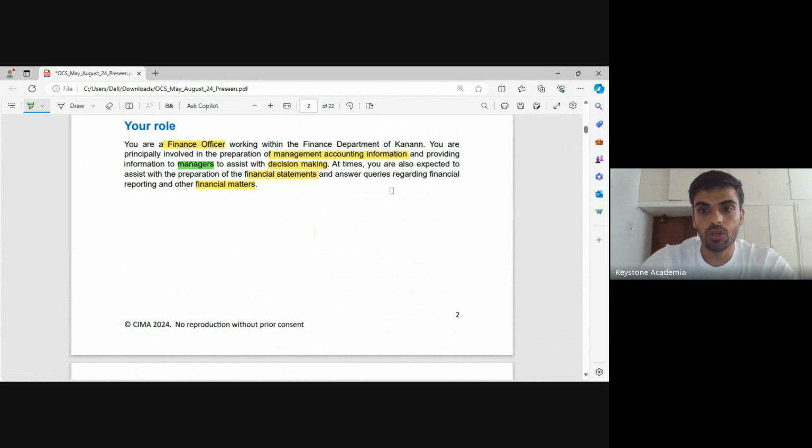However, at times you are also expected to assist with the preparation of financial statements. So what assistance? F1 is all about financial statements, how to deal with them, right? What are the IFRSs involved? So a little bit of that knowledge is also crucial. And answer queries regarding financial reporting and other financial matters. Again, financial reporting is more of F1. We'll see which IFRS we are using. If it is lease, then what we need to talk about. And sometimes they'll ask you a question about lease versus buy. What is the advantage of lease over buying, or what are the disadvantages of lease versus buy? So that is more about financial issues and financial matters. The last thing, other financial matters.